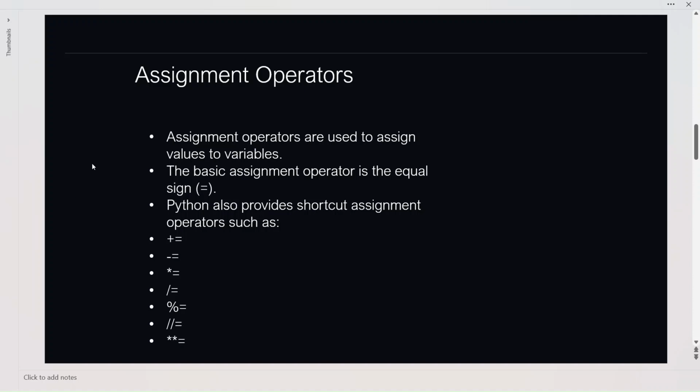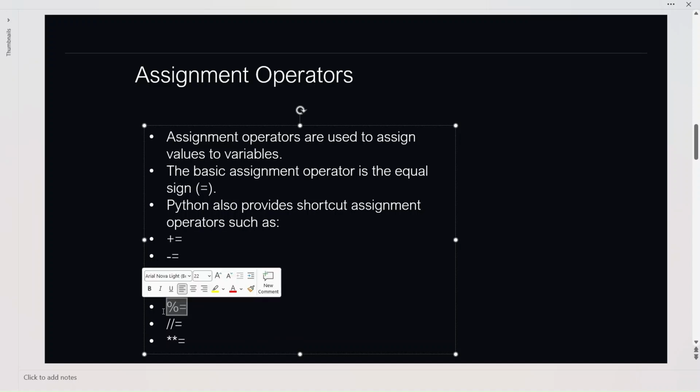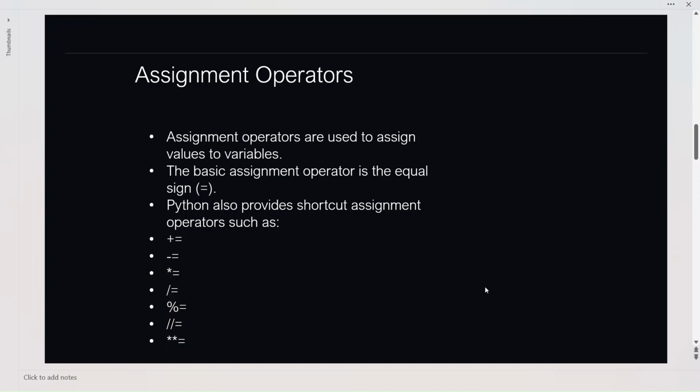Then assignment operators. Assignment operators are used to assign values to variables. The basic assignment operator is the equal sign. Python also provides shortcut assignment operators such as plus equal to, minus equal to, multiply equal to, divide equal to, and modulus equal to. So these are the operators.